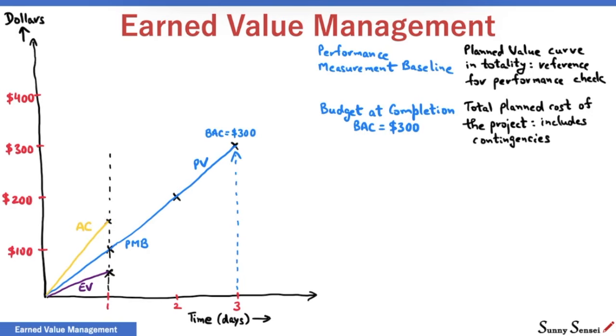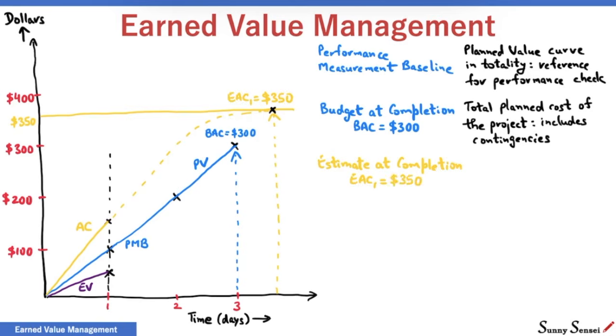The project at the end of day 1 has serious schedule and cost deviations. The project manager might revisit his plan, re-estimate for the pending work and realize that the total actual cost at the end of project might reach $350, more than the budget at completion. This estimate of $350 is called the estimate at completion, or EAC. Remember that this is the estimate at the end of day 1 and might change in the future.